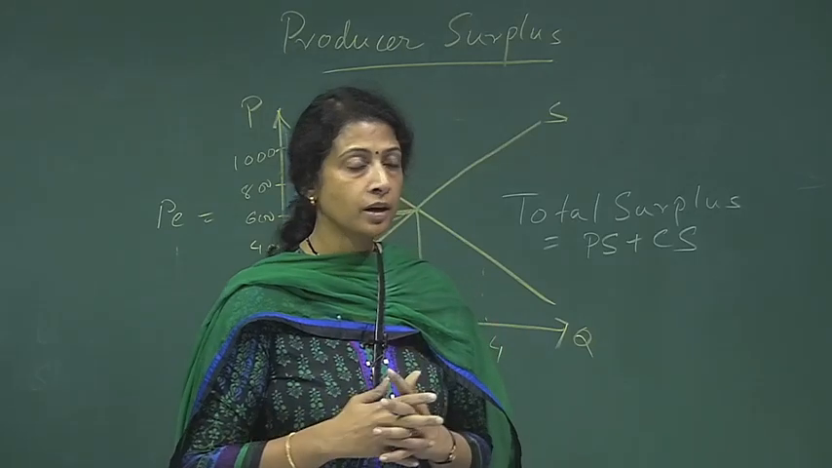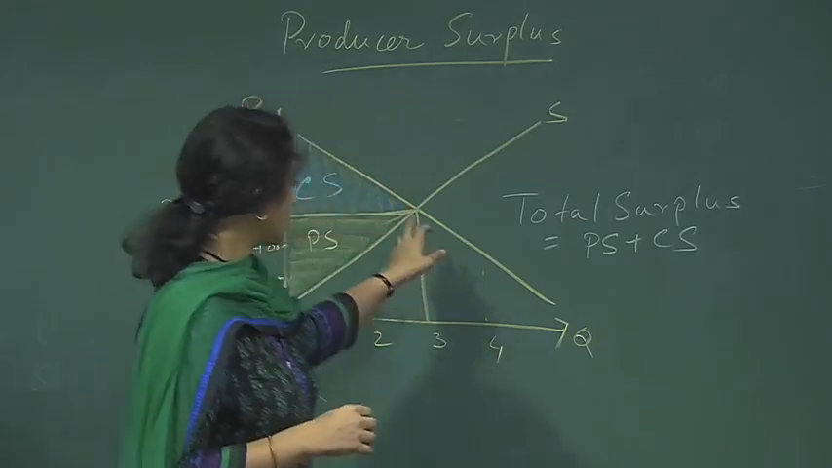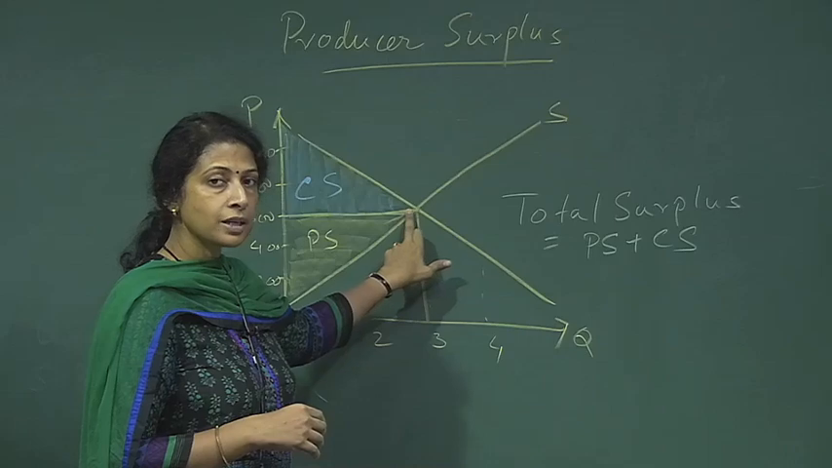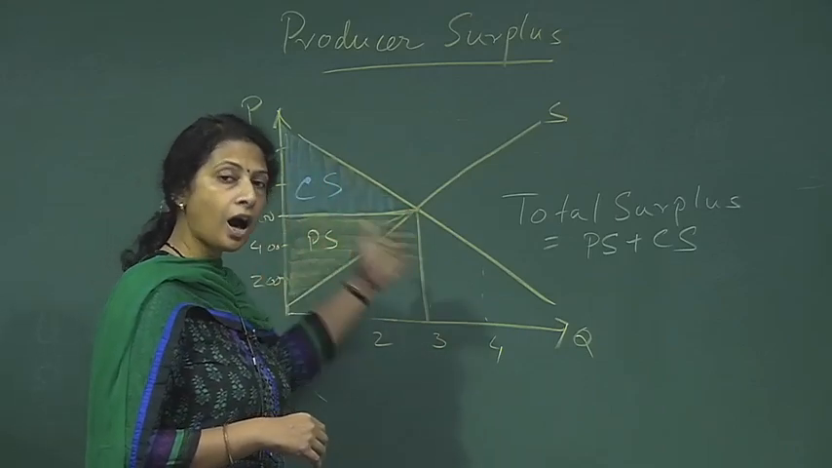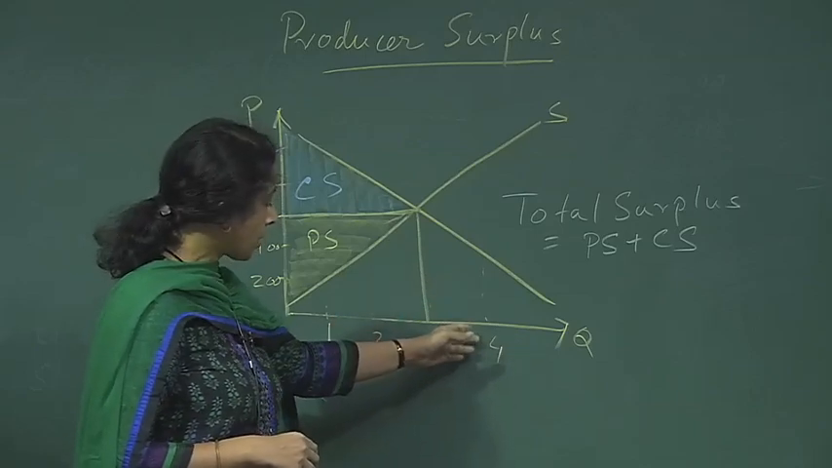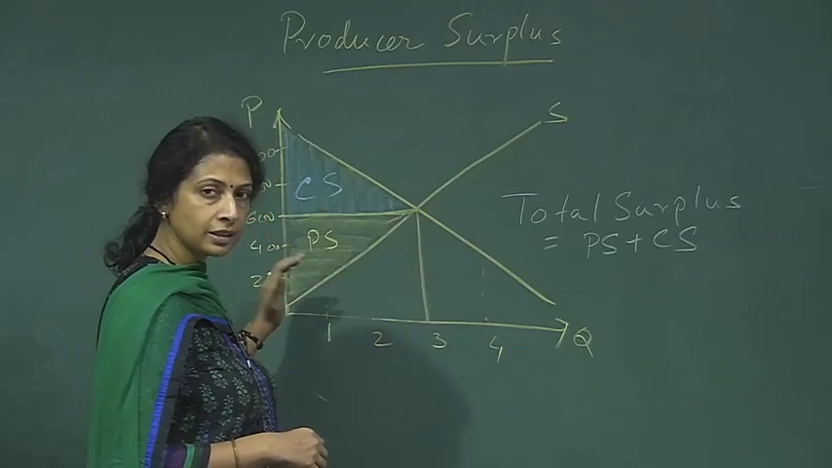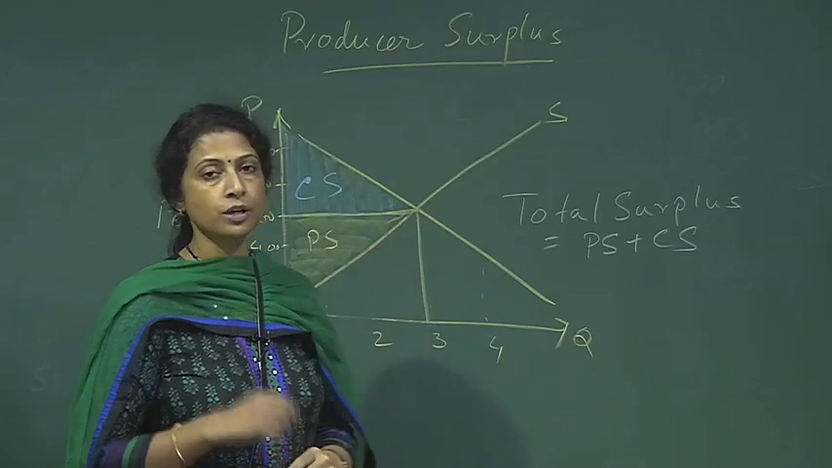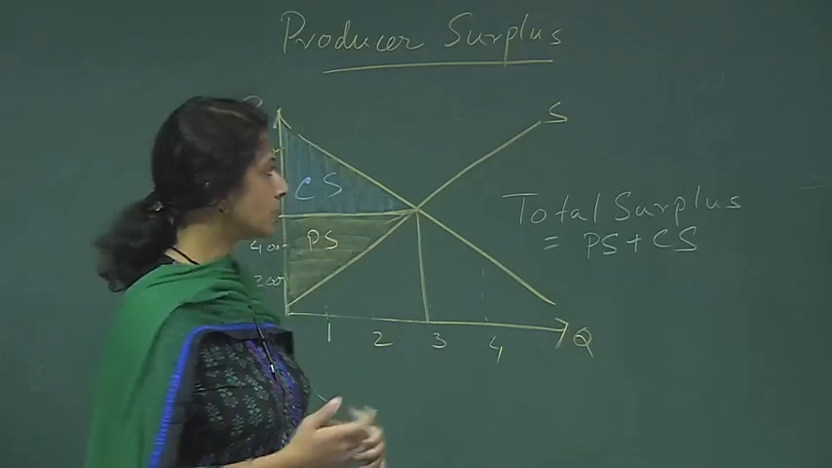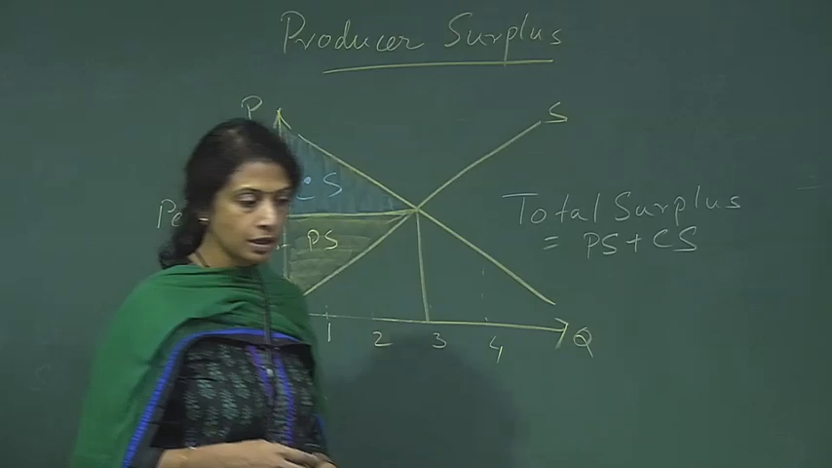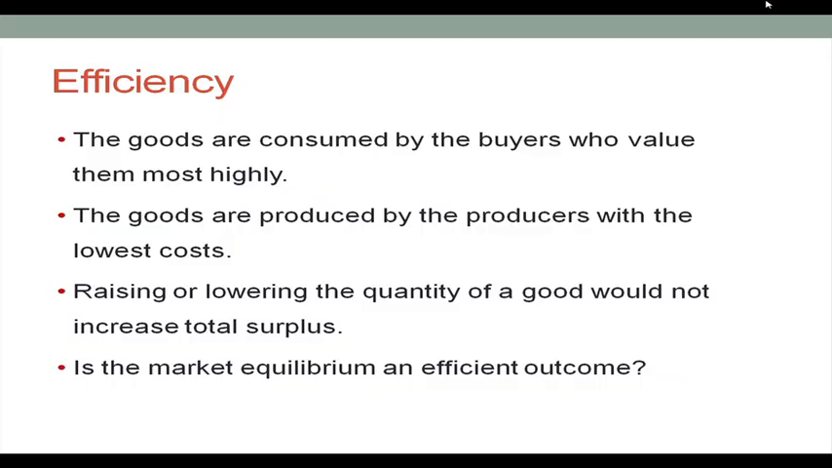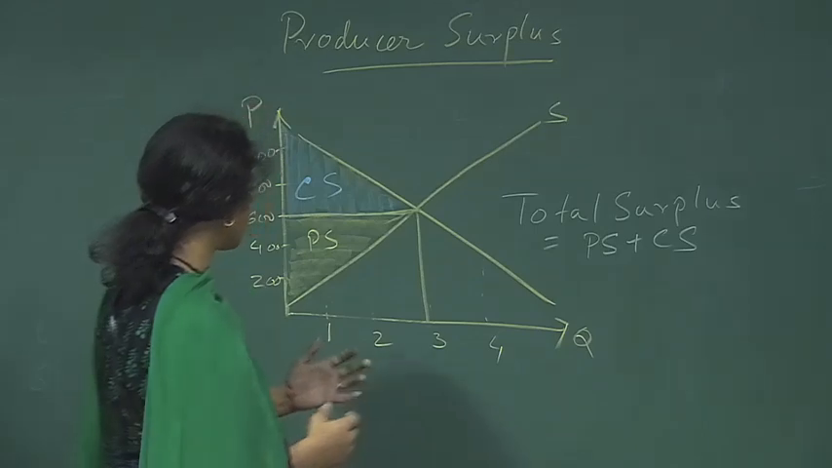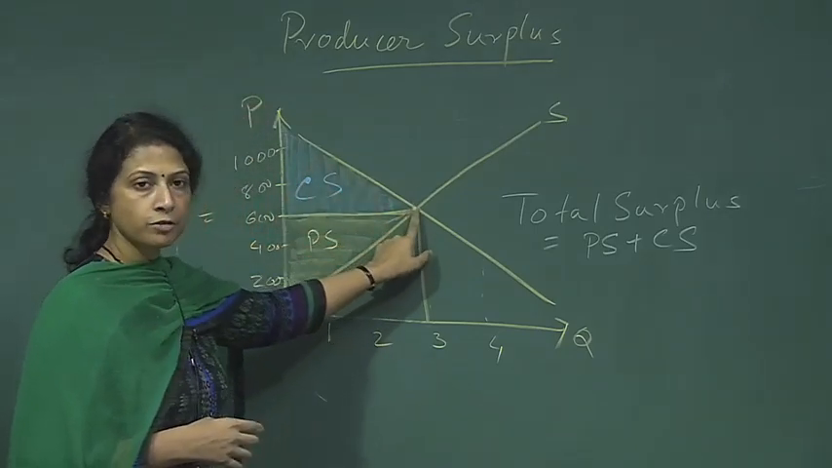So, is there any way that the equilibrium that we have reached can increase this consumer surplus or producer surplus? Is any other level of output or any other level of price going to give us a better outcome in terms of maximizing the CS and PS? This is what we are trying to see here, and we are trying to answer the question: is the market equilibrium an efficient outcome? So, finally, we are asking, is this the most efficient outcome?